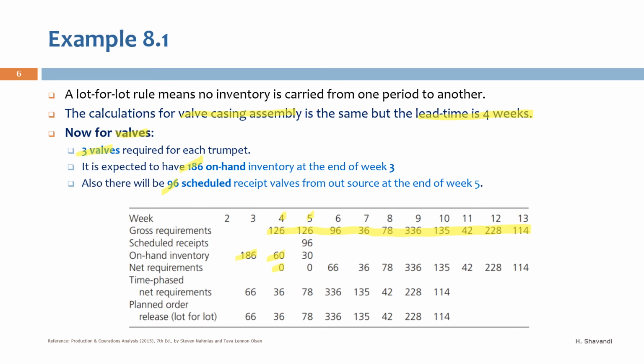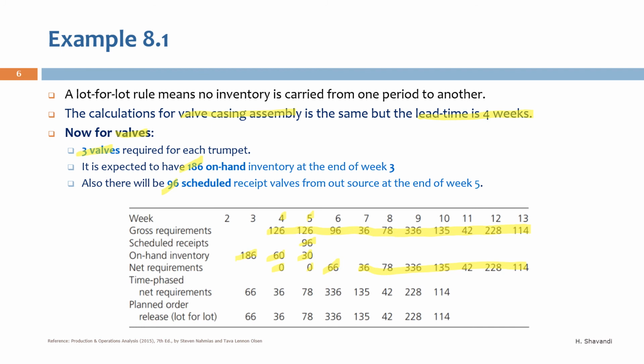At week 5, we need 126. We're supposed to receive 96 items. We have 60 items in the inventory as well. So again, no need for production. And at the end of week 5, we will have 30 items in our inventory. At week 6, we need 96 items. We have 30 items in the inventory at the end of week 5. So the net requirement will be 66, and the rest of the numbers will be the same.